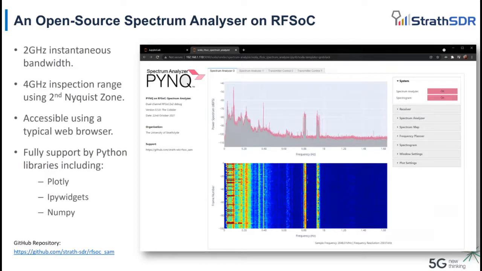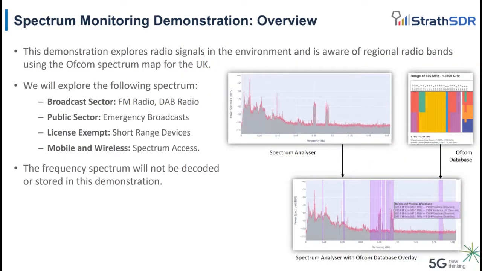As you can see on the screen now, combining the Spectrum Analyzer and, let's say, the Ofcom spectrum database for the UK, this will allow us to inspect and map spectrum bands in the environment. In this demonstration, we'll explore four main sectors: the broadcast sector, the public sector, the license-exempt sector, and the mobile and wireless broadband sector. Lastly, it's quite important to note here that we're not decoding or buffering the frequency spectrum in this demonstration, and we're not breaking any laws or regulations in this demo.